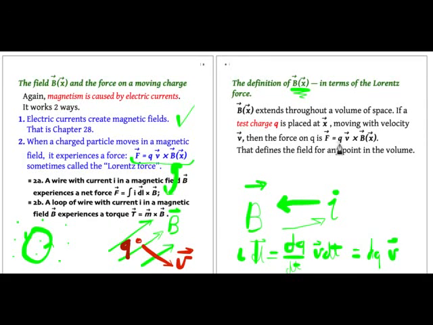So you have a probe. It's a charge with a velocity. That's a probe. You put it at the point x, you observe the force by observing the acceleration of the particle, and you can conclude the value of the magnetic field. So this is how we define the magnetic field as a force field. It defines the field for any point in the volume.